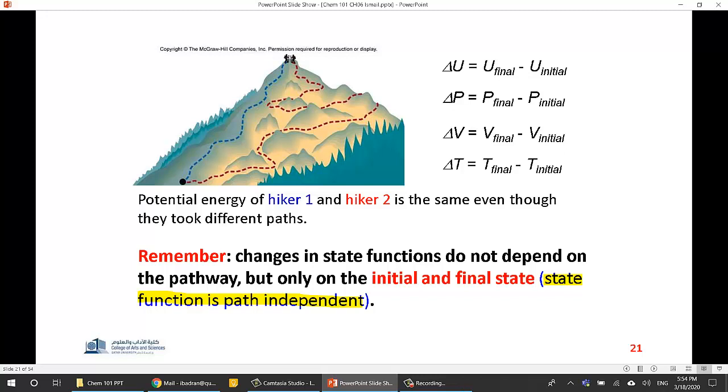Now, for the vertical distance these hikers took, it's actually distance final minus distance initial. So the vertical distance is the same for hikers 1 and 2, and therefore the direct vertical distance is actually a state function. It does not depend on the path these people are taking, and therefore P, V, T, and U are all state functions. So let me explain further what a state function and a non-state function mean.